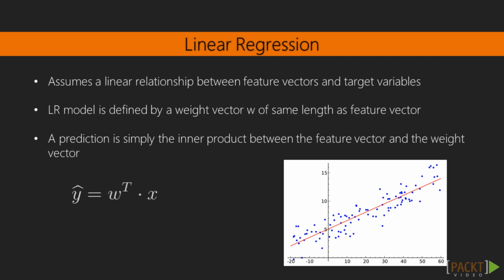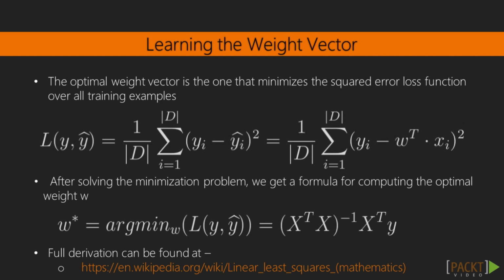Therefore, training a linear regression model refers to the process of computing the optimal weight vector W that maps feature vectors to target variables. The optimal weight vector that we wish to compute is the one that minimizes the mean squared error between the predicted targets and the actual targets over the entire dataset. From the previous slide, we know that the predicted target is simply the inner product between the weight vector and the input feature vector. The squared error is simply the square difference between the predicted and actual values of the target variable given the weight vector. As you can see, the loss function L is a function of the weight vector.